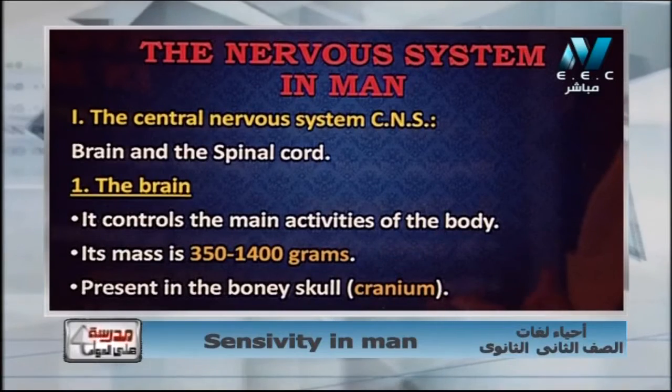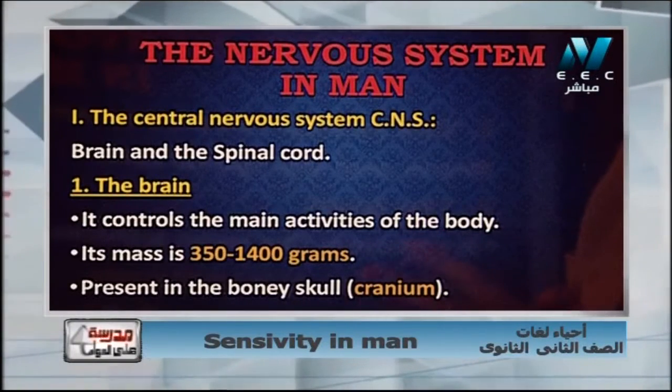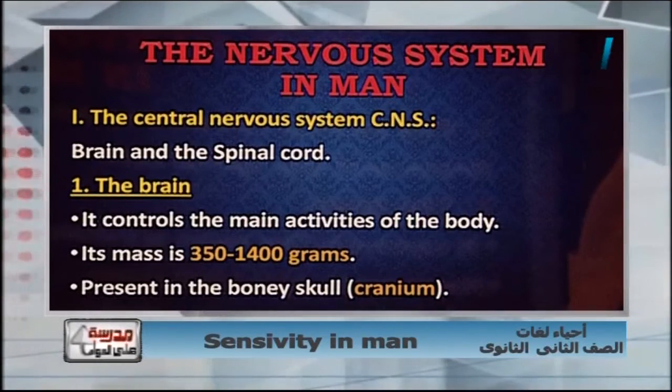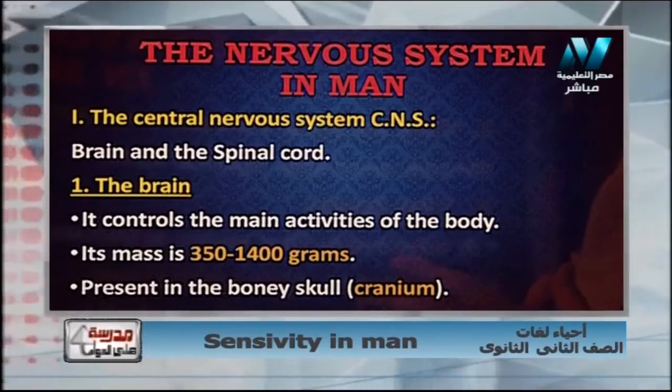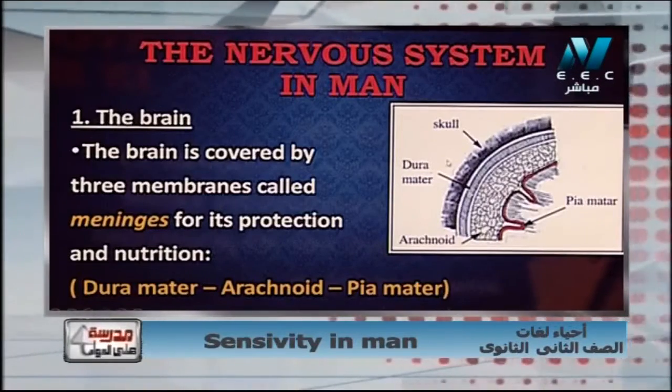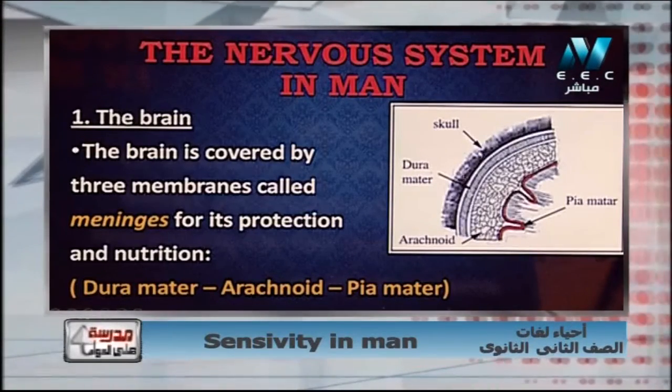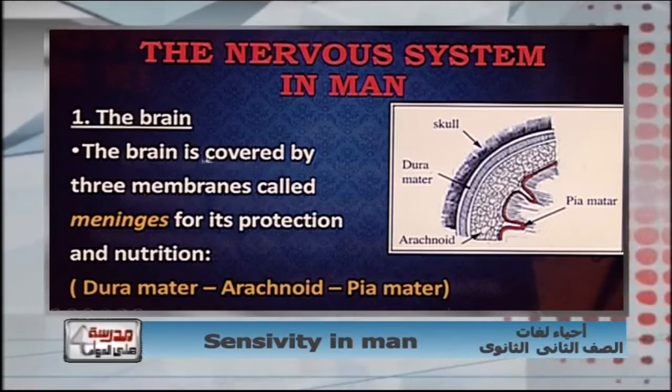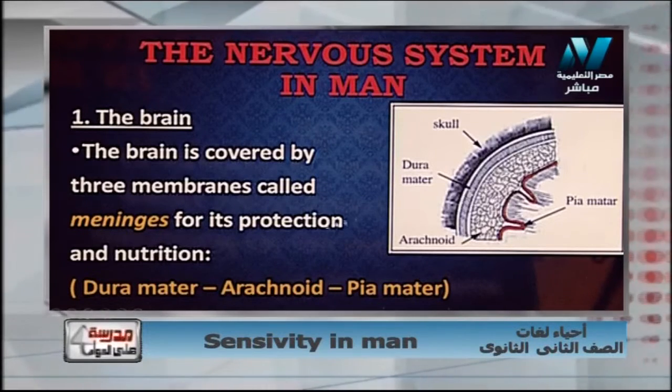It is present in the cranium, and this cranium is a bony sac or bony box, which is the skull. And between the brain and the skull, there are three membranes called meninges. These meninges, as you see in this picture, from outside to inside, are the dura mater, arachnoid, and pia mater.